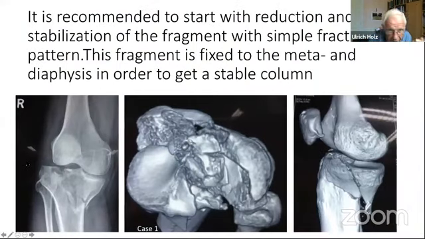It is recommended to start with the reduction and stabilization of this fragment, which is a simple fracture type. This is easier and gives you a certain stability from the beginning. The fragment is fixed to the metaphysis and diaphysis in order to get a stable column. And with a stable column, then you can decide about your further steps of stabilizing the other condyle.